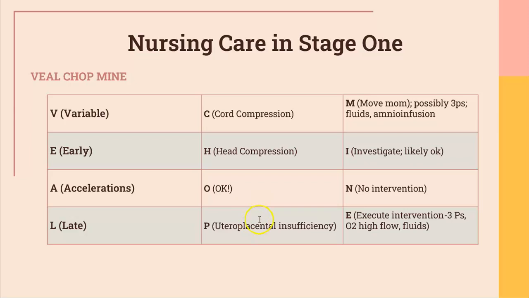So VEAL CHOP MINE. Variable, we believe, is cord compression. You're going to move mom. Early is head compression. You're going to investigate. Accelerations are okay. There's no intervention needed. You actually want to see them. And then late decelerations, uteroplacental insufficiency, and you're going to execute your interventions.